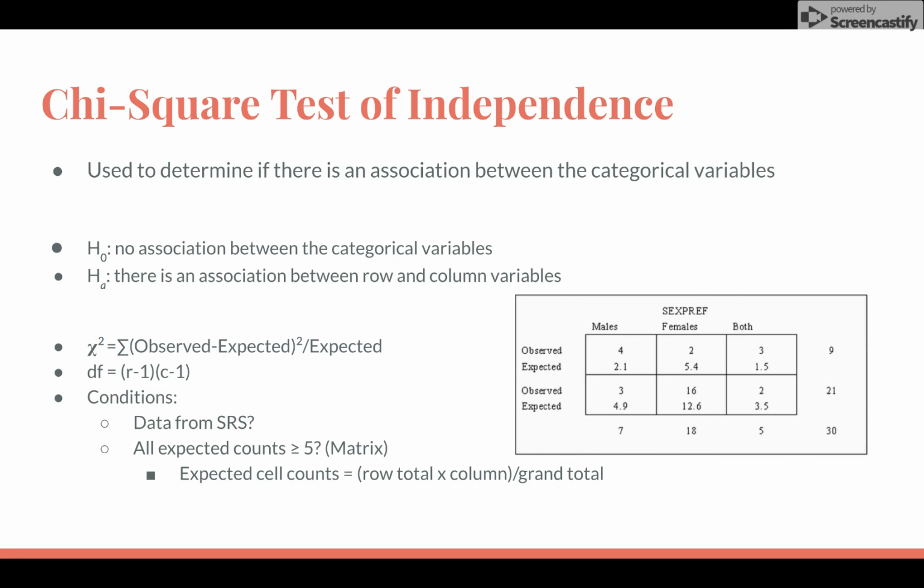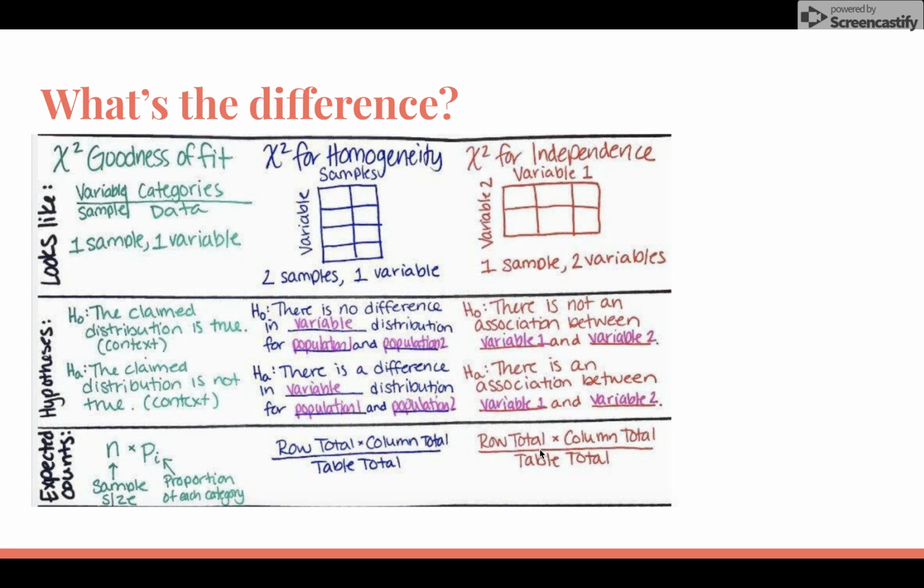Again, your conclusion would be very similar to the others, in that it would be based off the p-value, and you would either determine if there is an association between the categorical variables or if there is not. If you're confused about which test to use, here's a good reference.